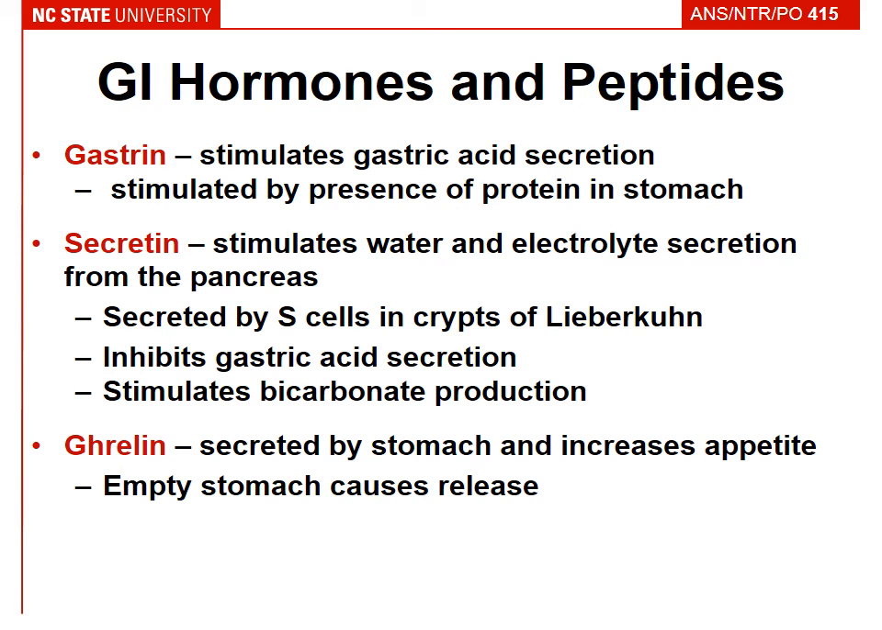So the main hormones that I want you to memorize or understand, there are 5 of them. The first one is gastrin.